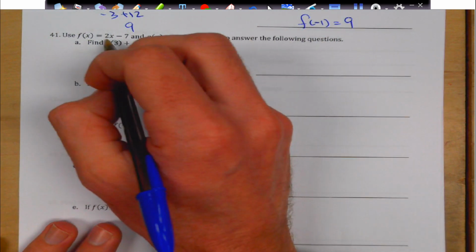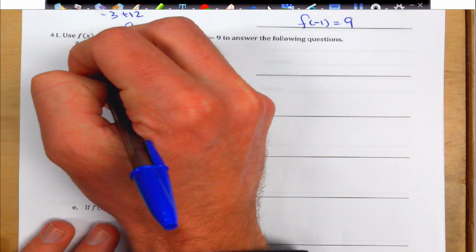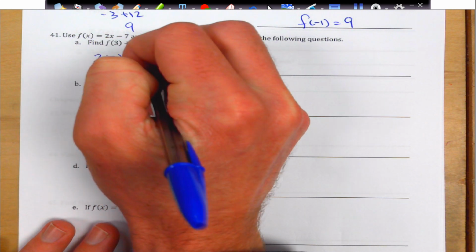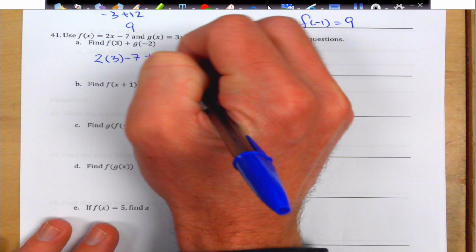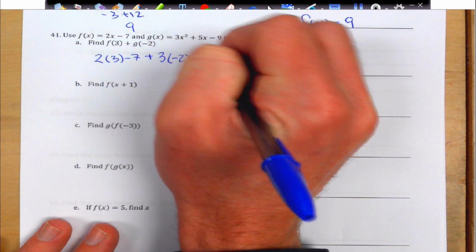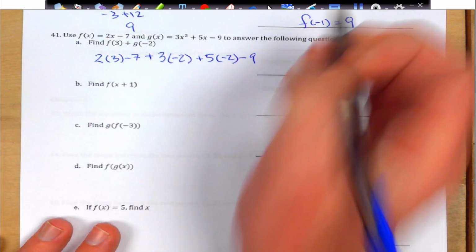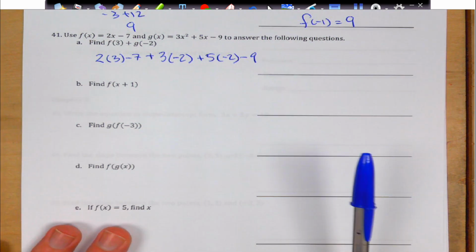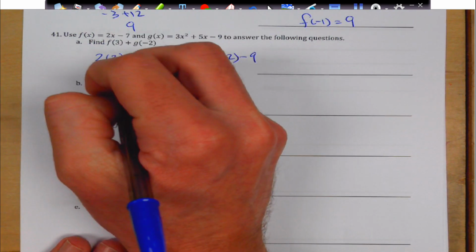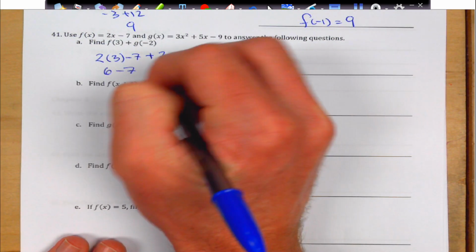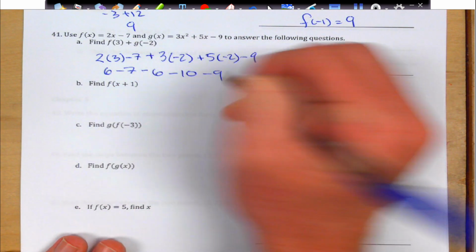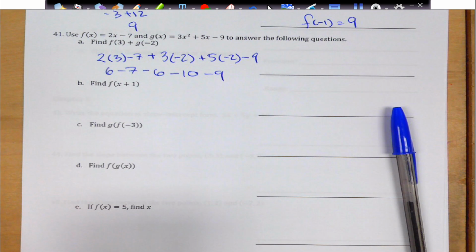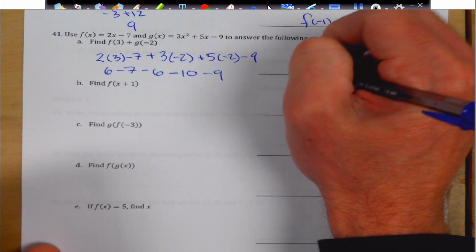All right, so we're going to plug this in. So it's going to be 2 of 3 minus 7 plus g of 3, which is 3 minus 2 plus 5 minus 2 minus 9. So not very difficult, just a lot to work with. So 2 times 3 is 6. This is going to be -6, -10, -9. And then you just combine all those values. 6 minus 7 minus 6 minus 10 minus 9. I use the calculator just so I don't make a mistake.